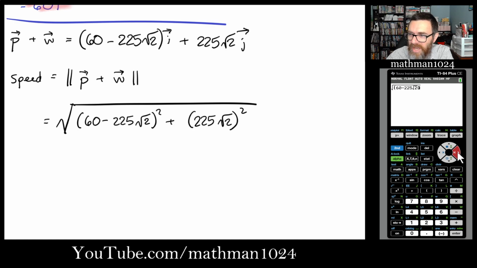Move once to get out of the radical. Close off that set of parentheses, squared. Now we're still inside the big radical. Plus, open parentheses again, 225 square roots of 2 out of that square root, close parentheses, square that group, and let's see what we come up with.